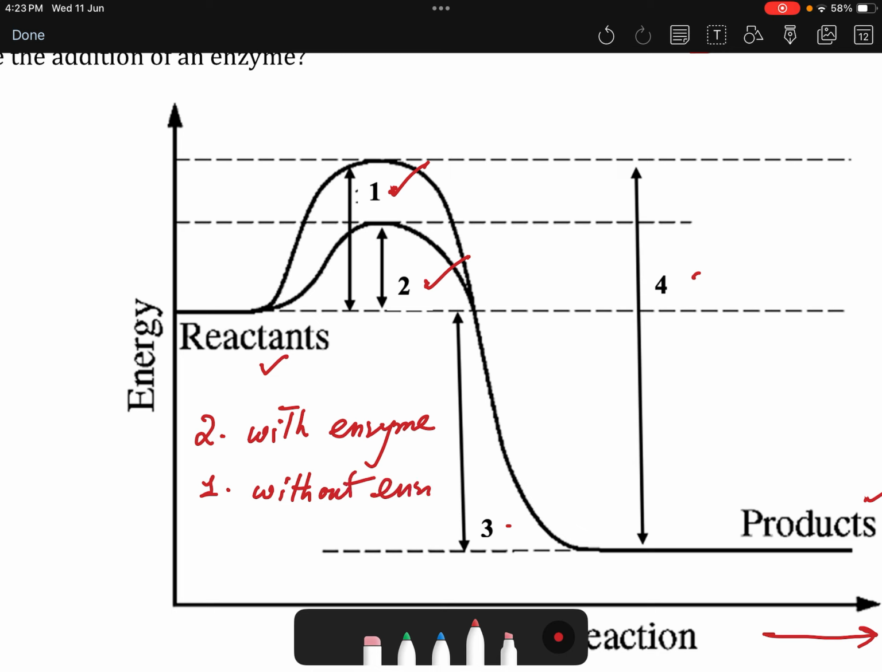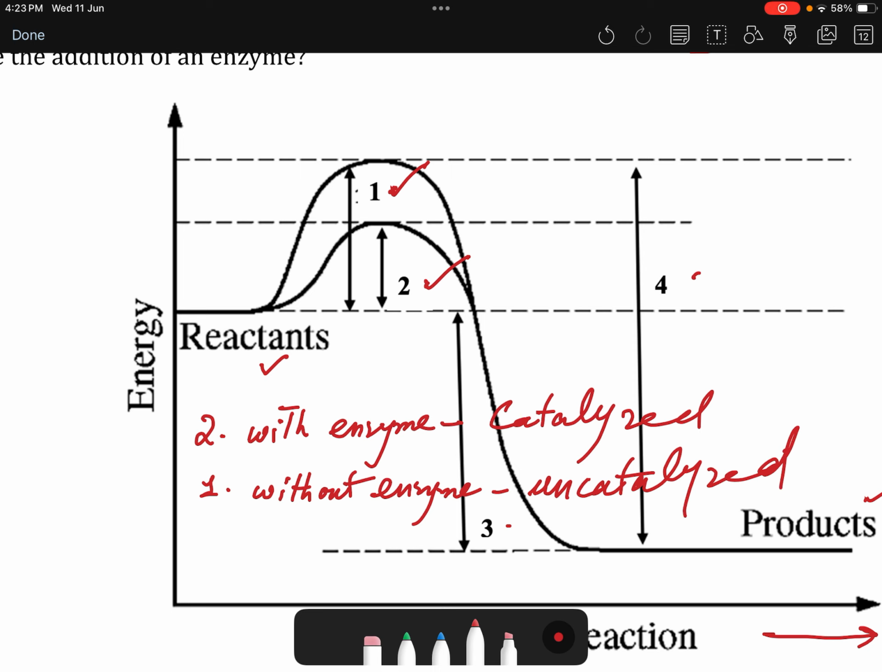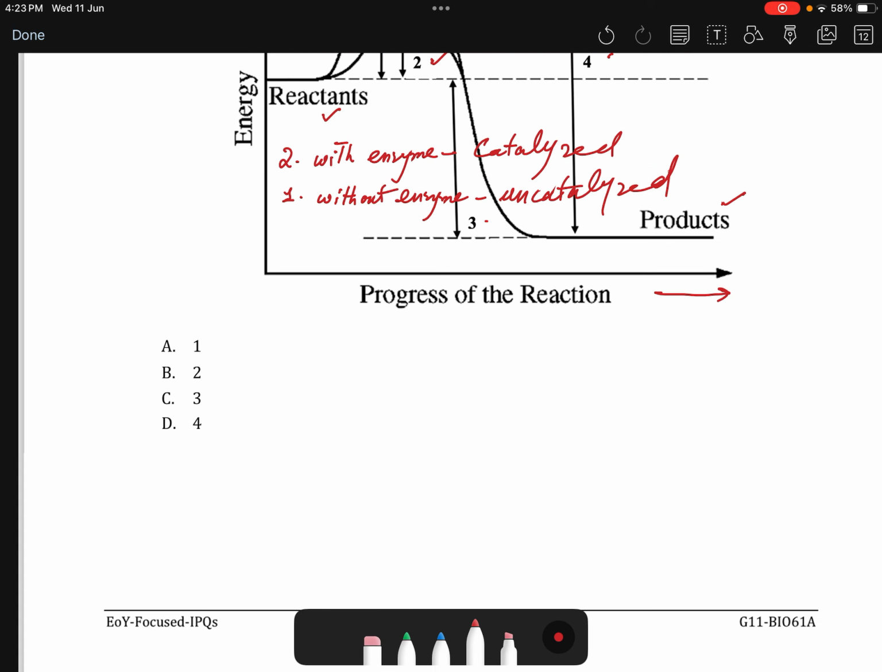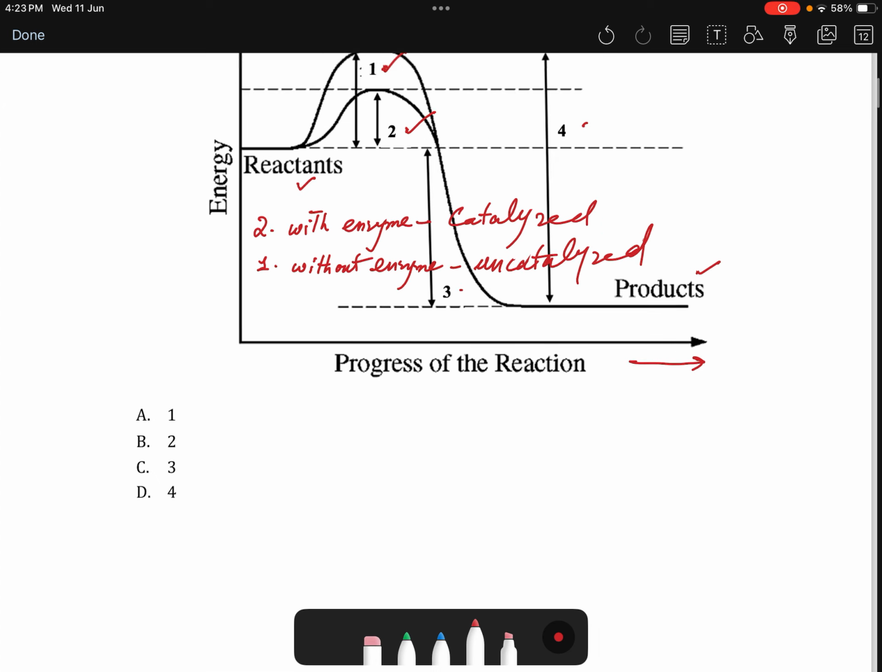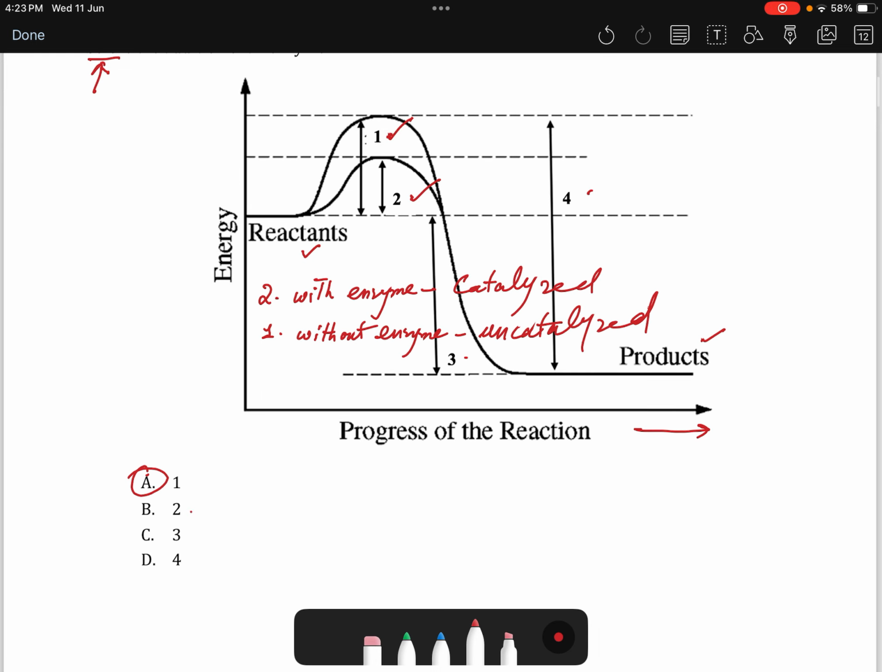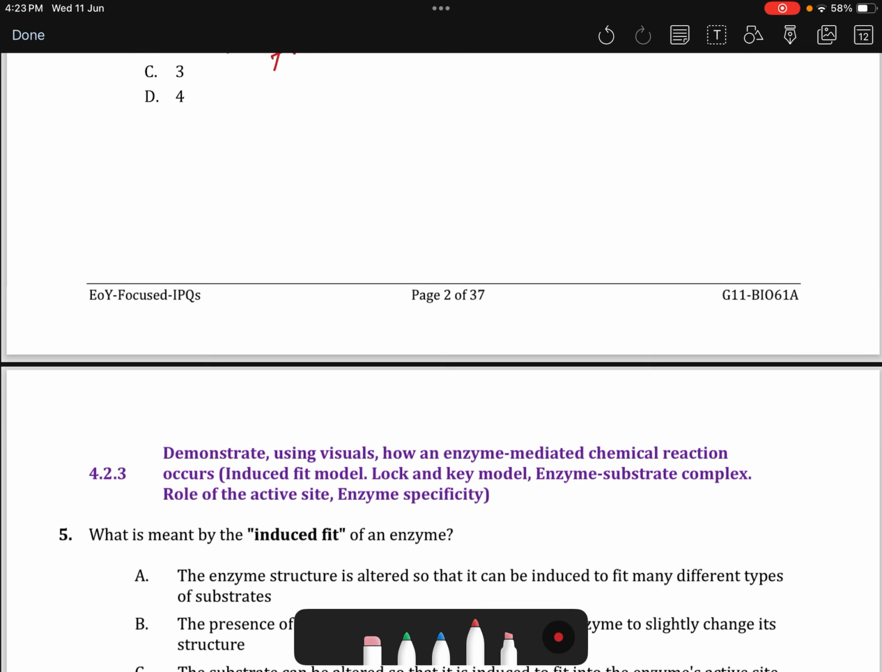Okay, so how do you say with enzyme? With enzyme means it is a catalyzed reaction, and without enzyme it is an uncatalyzed reaction. Okay, so this is how you learn it. Before the addition of enzyme, it's number 1, but if they ask you after the addition of enzyme, this is number 2. Okay, let's go to the next question.